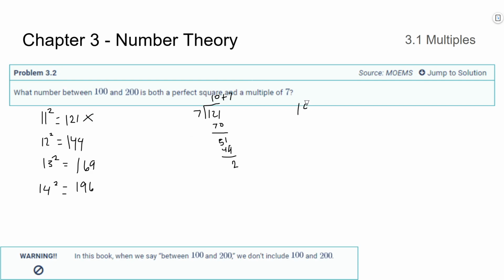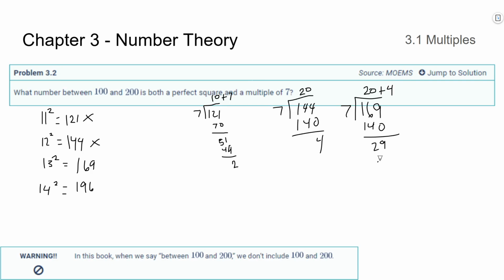All right, how about 144? Well, I see a 14 here. That's a pretty good start, right? So 7 goes into 14 2 times. Let's try 20. That'd be 140. I think you can probably already see this is not going to work because now we have a remainder of 4. All right, so that's not. How about 169 divided by 7? Again, let's do 20 here. So that would be 140. And let's see, we've got 29. How many more can we do? Let's do 4 more. 7 times 4 is 28. Oh, close. Remainder of 1, so that's not.